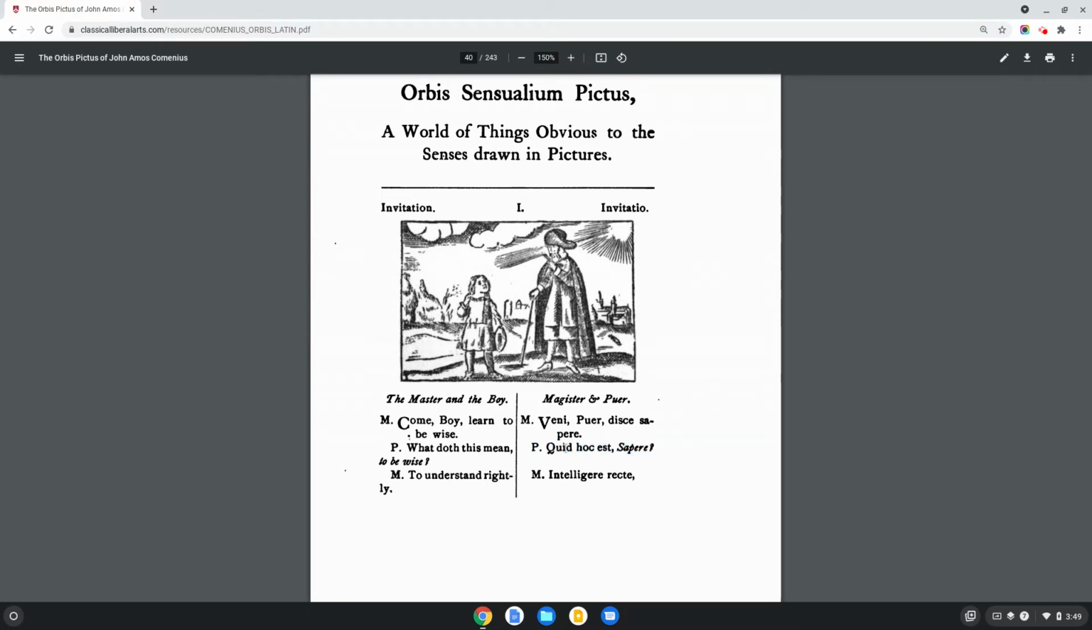That's literally what the Latin says, but we see the English translation gives it a clearer meaning. It's translated as, what does this mean, to be wise? This is the boy's question.